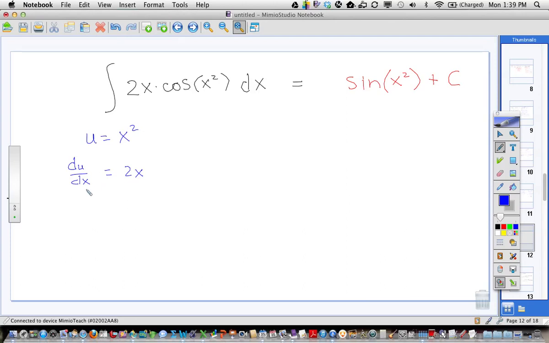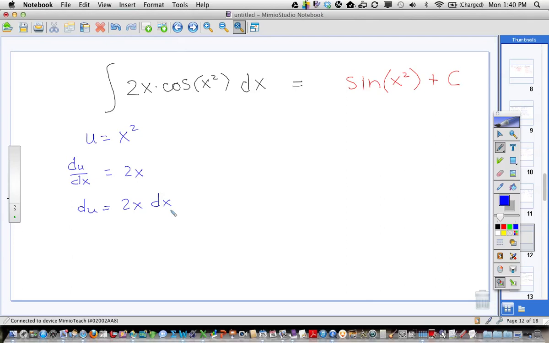Now in the third step here, we're going to multiply. This is a kind of weird one here. We're going to multiply this dx over to the other side. So it looks like that. du equals 2x dx.